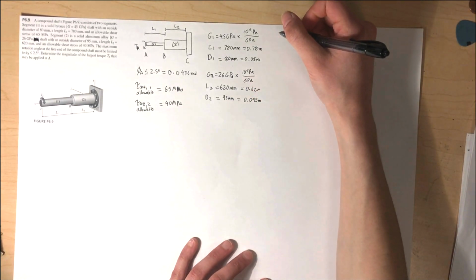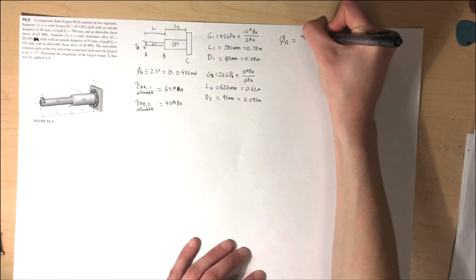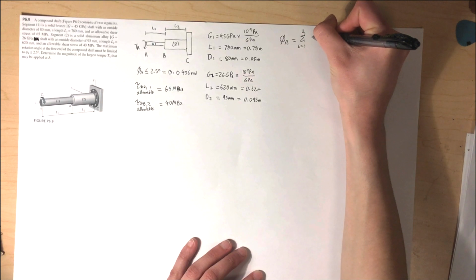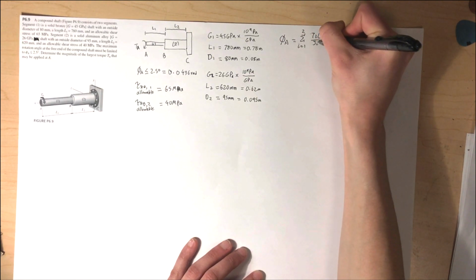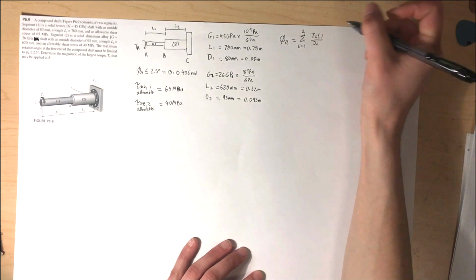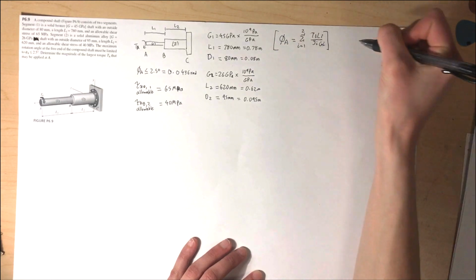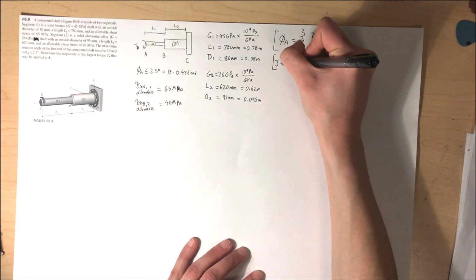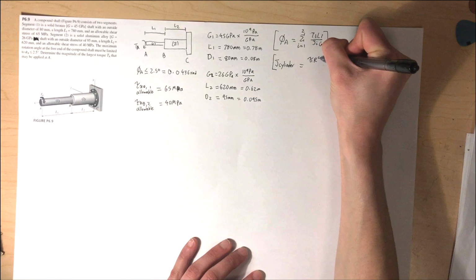As for relevant equations, we're going to want to know how to calculate the overall rotation angle, which is going to be the sum of rotation angles from both segments. That would be TiLi over JiGi. It's our first relevant equation. Our next relevant equation is for the polar moment of inertia for a solid cylinder, and that is pi r to the 4 over 2.